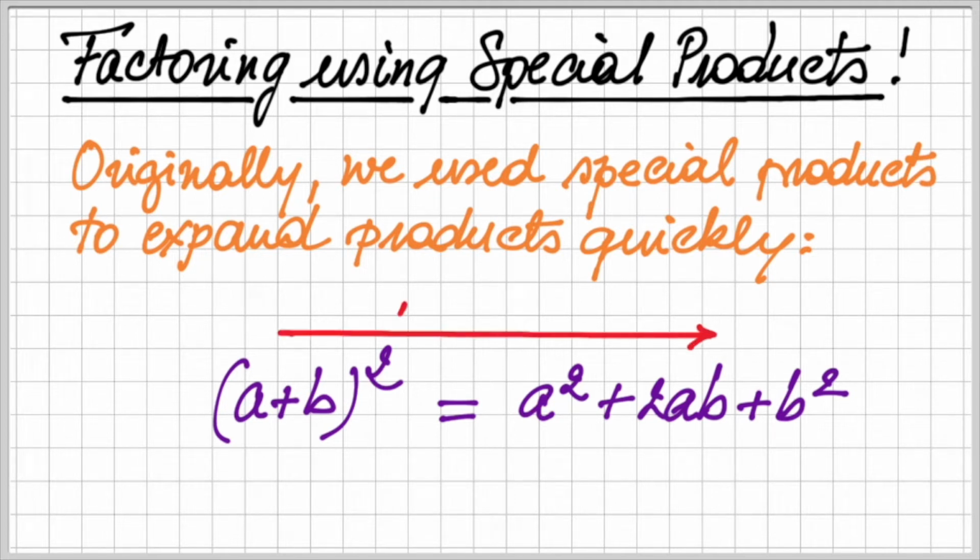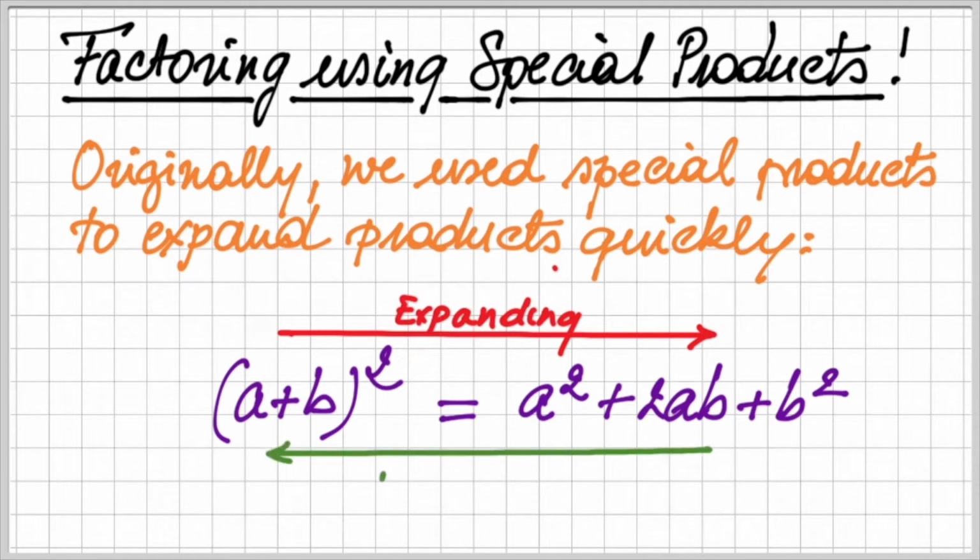Now, what we looked at was expanding. Expanding was when we were writing (a plus b) to the square, expanding it to the full expression, which is equal to a squared plus 2ab plus b squared. And now we are going to look at factoring. And factoring is basically going in the other direction.